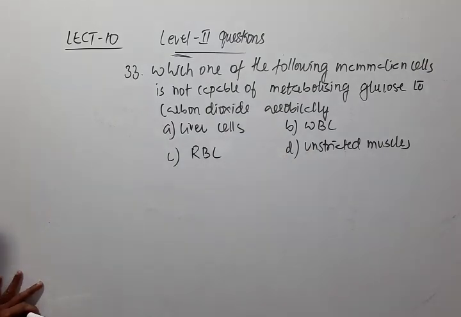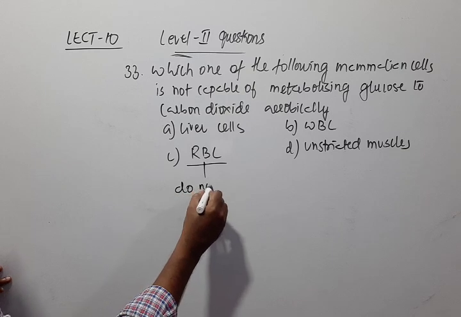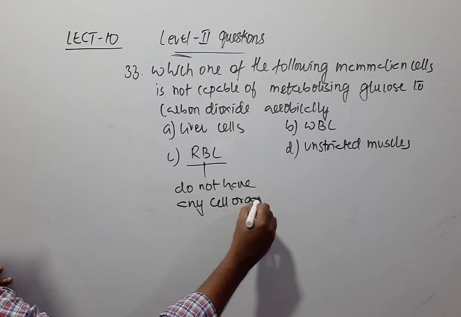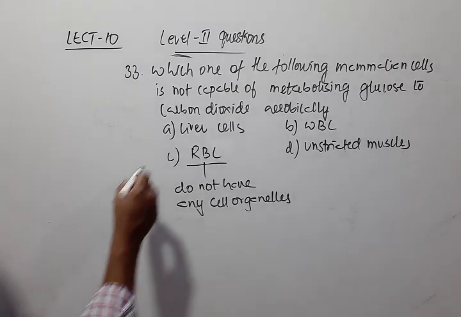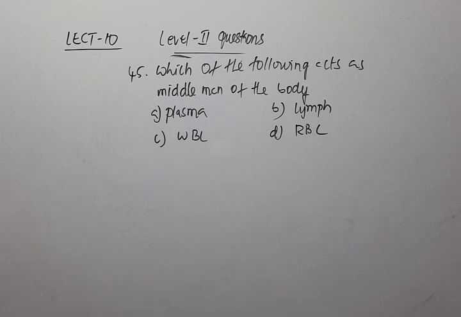Even the unstriated muscles, just like the striated muscles, metabolize glucose to carbon dioxide aerobically. But the RBCs are the ones that do not have any cell organelles, so they will not metabolize the glucose to carbon dioxide, and that too aerobically. So the answer is RBCs.